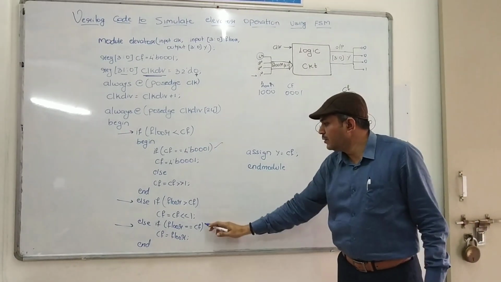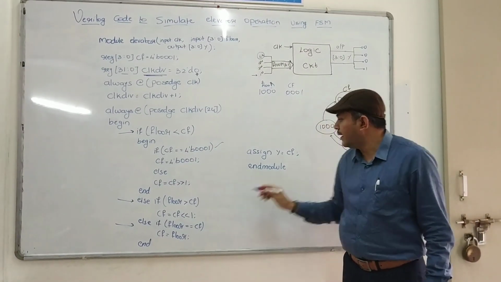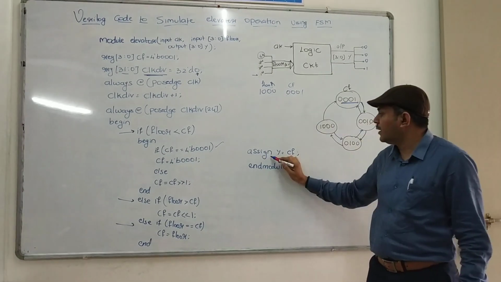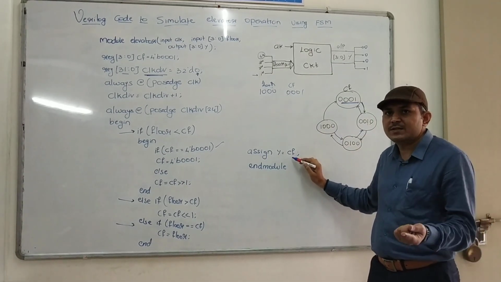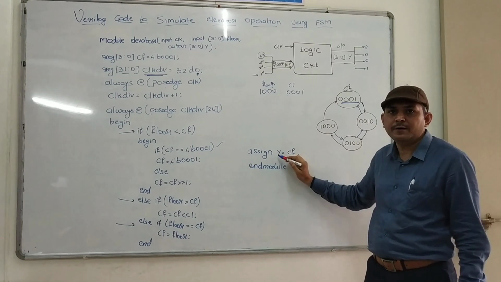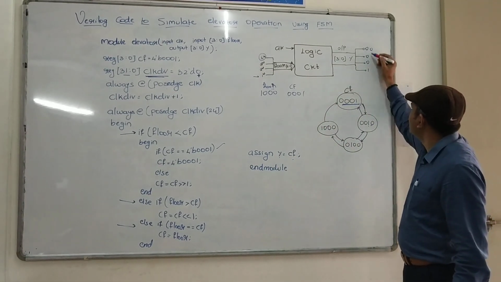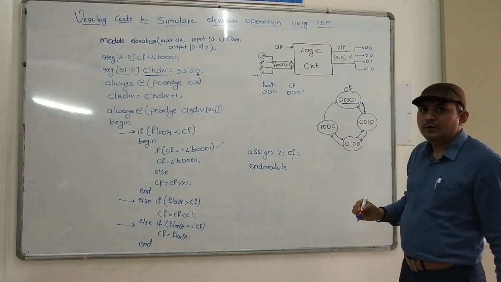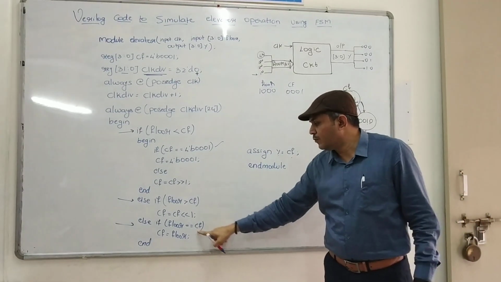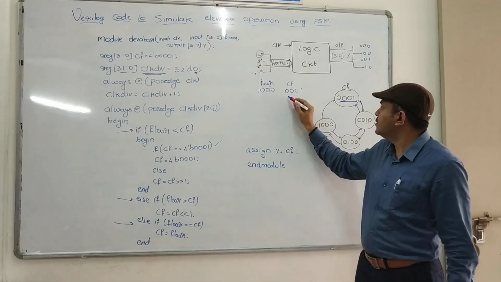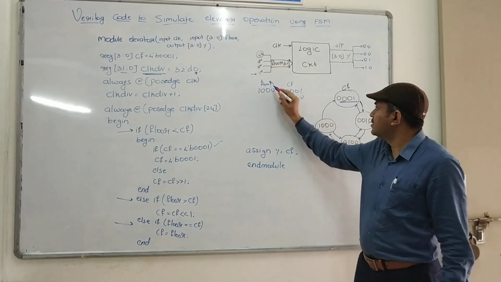As all these are executed concurrently, after the execution, every time there is a change in the current floor, I will be assigning it to y. Y is your output. So new values will be assigned here, 0, 0, 1, 0. But floor is still not equal to current floor.